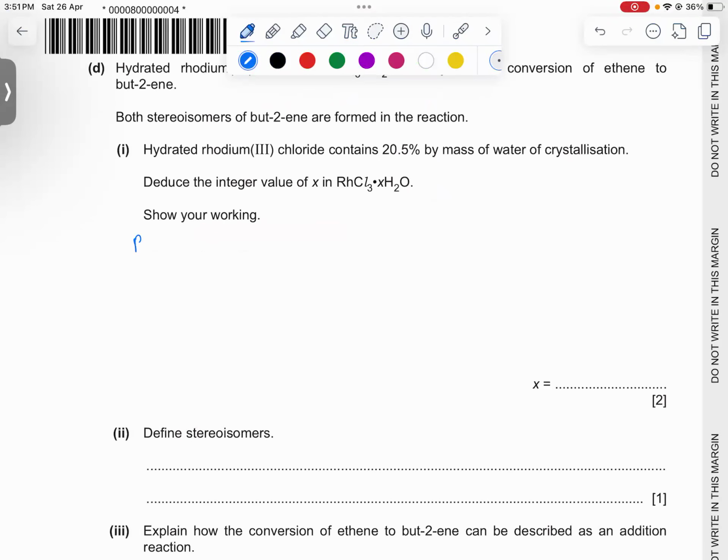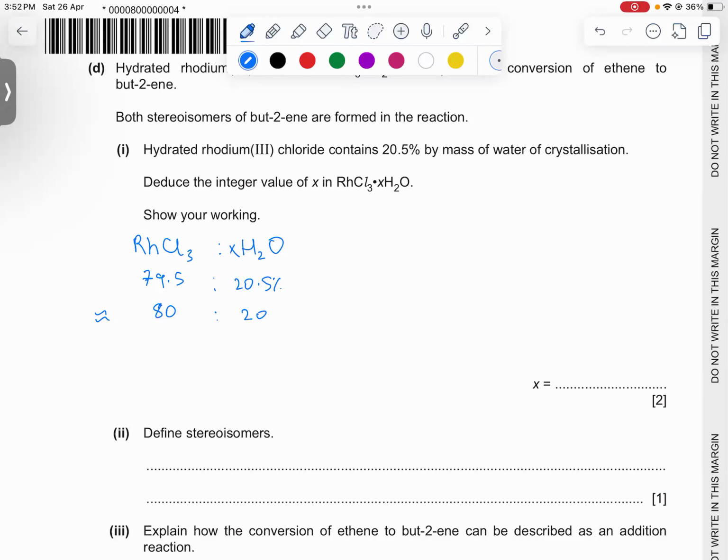That means that if I subtract, RhCl3 and I do the ratio with H2O, x moles of H2O. So this is 20.5%. So naturally, the other side is 100 minus 20.5, which is equal to 79.5. To make our lives easier, for now we can do an 80-20 ratio, right?